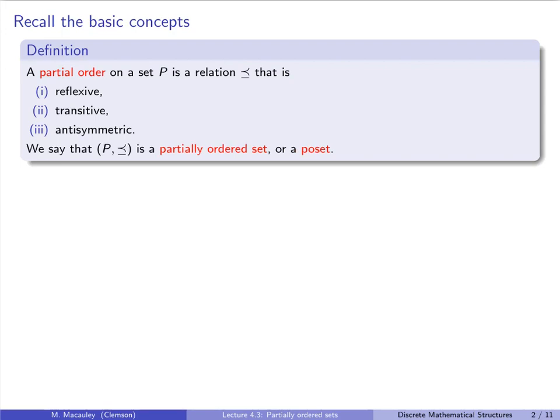a few lectures ago. A partial order on a set P is a relation that we write sometimes like less than or equal to, or some variant of that, is reflexive, transitive, and anti-symmetric. Let's recall what that means.